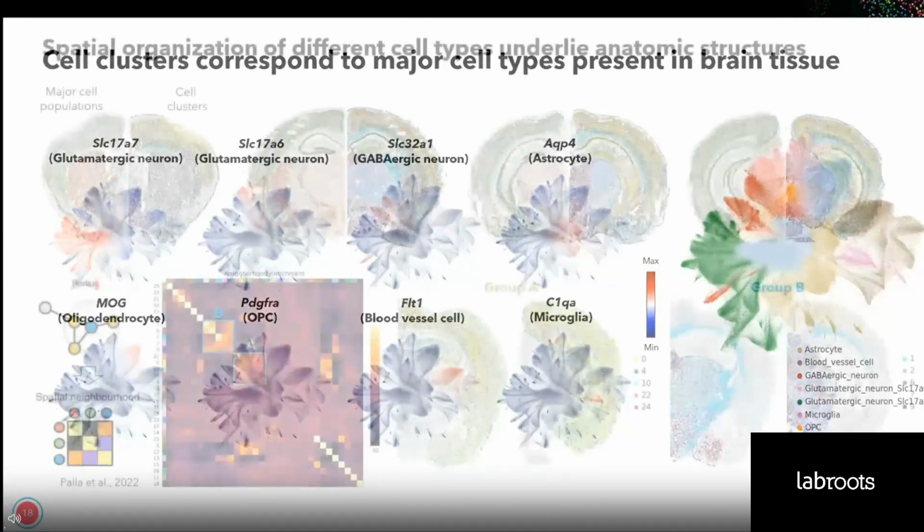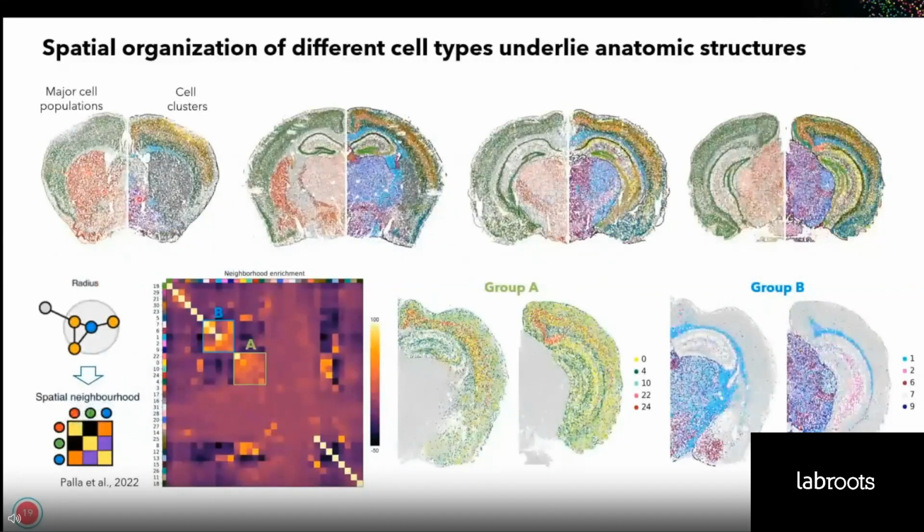So in this figure, I plot the spatial distribution of major cell types on the left side and those of cell clusters on the right. I hope you can appreciate that major cell populations illustrate the major structure of the brain, such as SLC17A7 glutamatergic neurons, which are mainly distributed in the cortex and hippocampus, and the SLC17A6 positive glutamatergic neurons are mainly in the thalamus, with GABAergic neurons enriched in the striatum area.